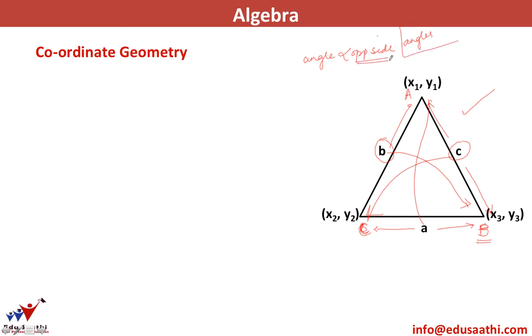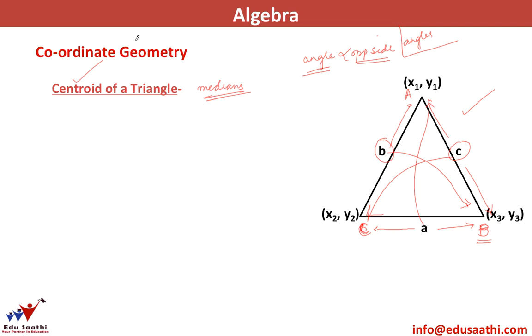The greater the opposite side, the greater will be the angle opposite to it. So in case of a triangle, I have the formula to find out the centroid of a triangle. Now what is the centroid? The centroid of the triangle is the point of intersection of all the medians. The point where all the medians intersect is known as the centroid of the triangle.